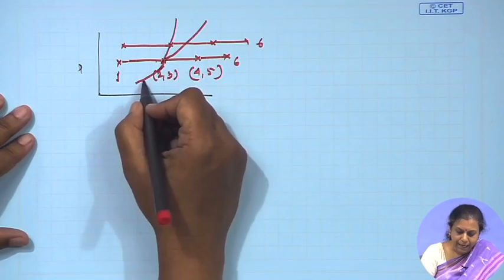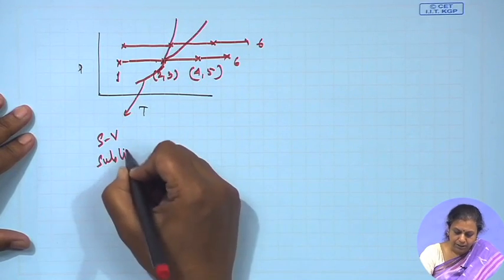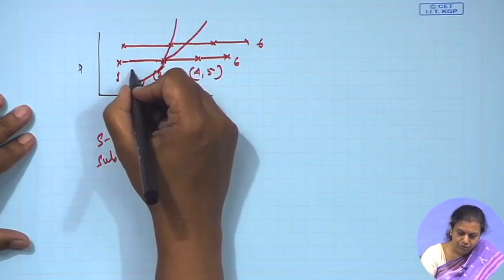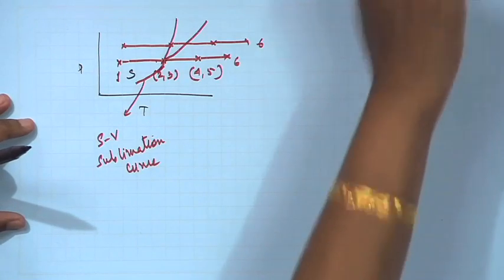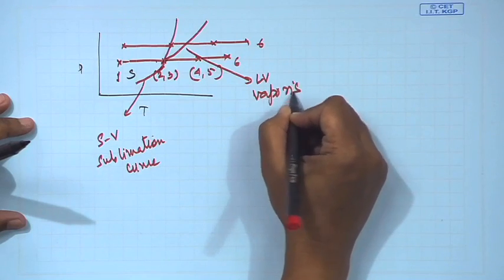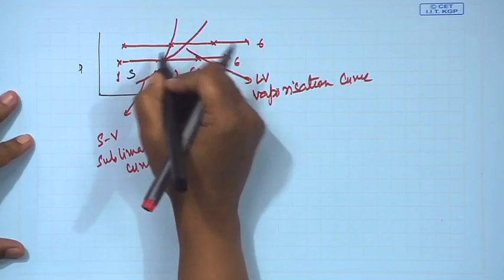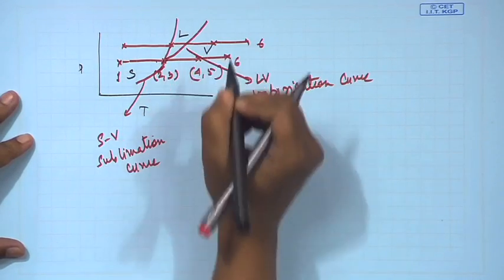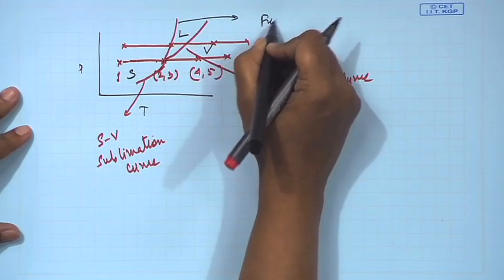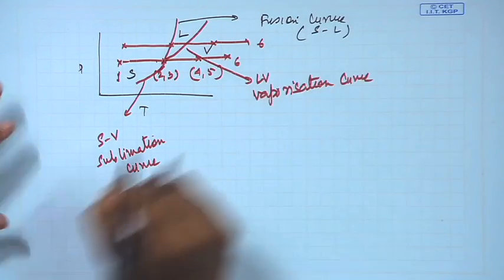So, we find that we have a solid-vapor transition curve, which is nothing but the sublimation curve. Now, below this sublimation curve we have a solid, and then we have a liquid-vapor curve. This is known as the vaporization curve. It separates the liquid and the vapor; this is the solid zone, this is the liquid zone, this is the vapor zone. We also have a fusion curve which marks the transition between solid and liquid.